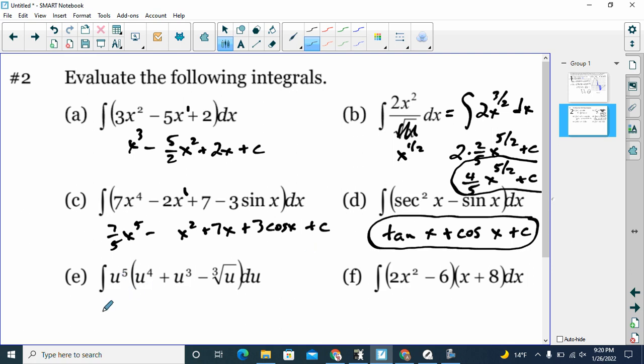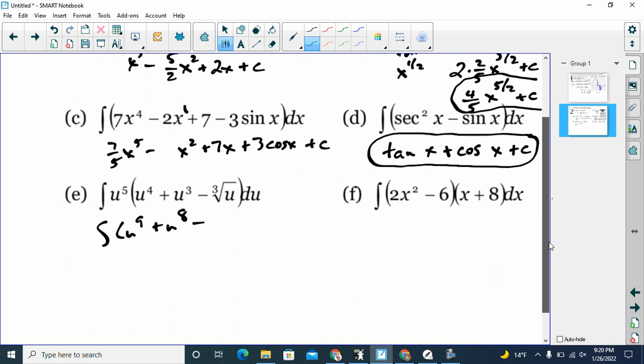On E, we want to distribute. That would give me u to the 9th plus u to the 8th minus, when I multiply, I add exponents. So that'd be 5 plus 1/3, 5 and 1/3, which is 16/3. And now we can use the power rule.